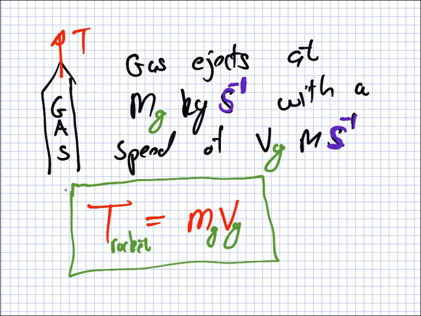Sorry, why is the gas in kg per second? The mass of the gas, in kg per second. The mass of the gas being ejected per second. Okay, alright, you got that?